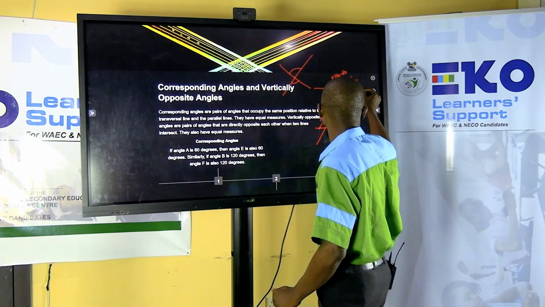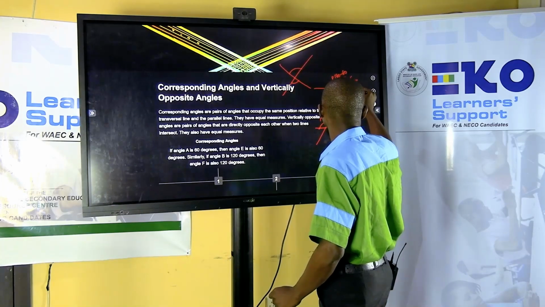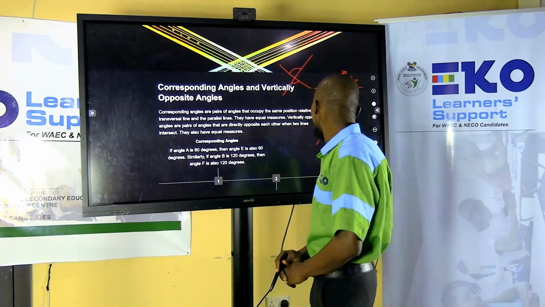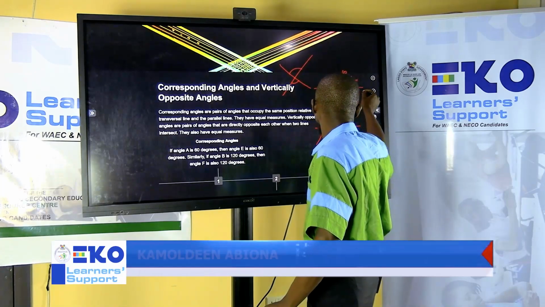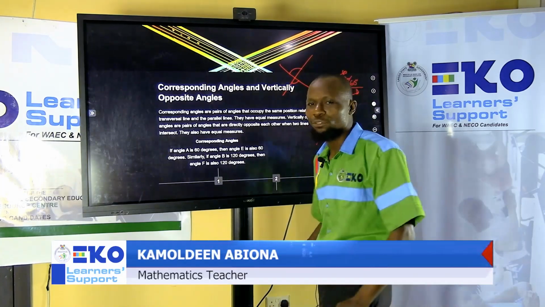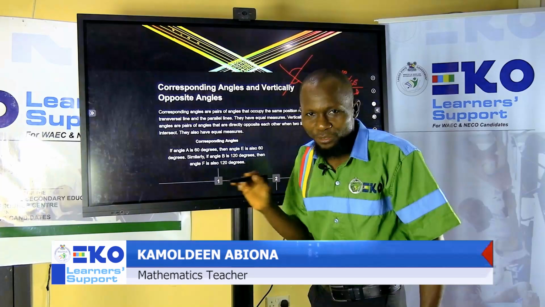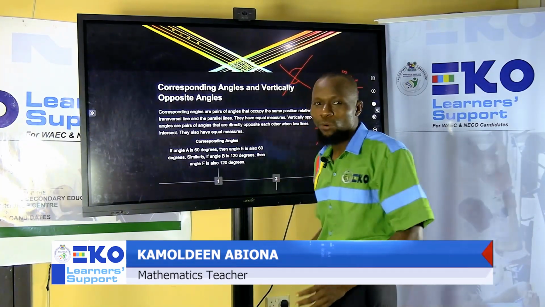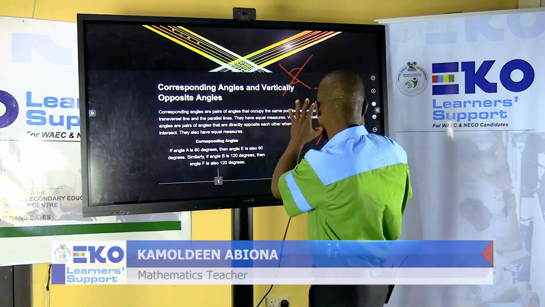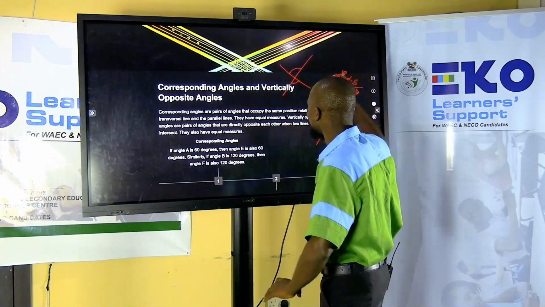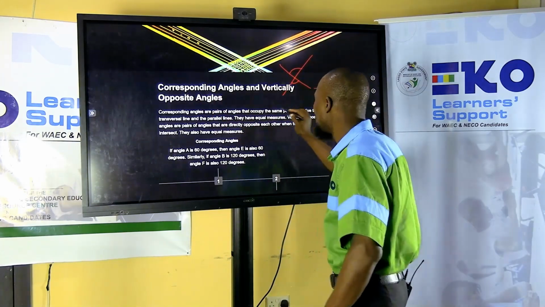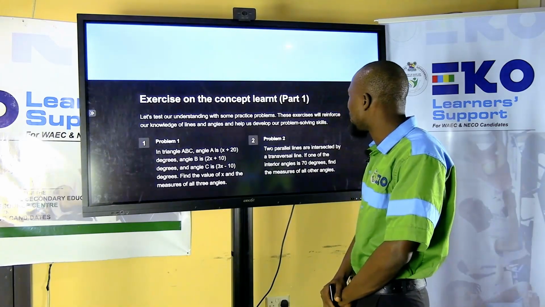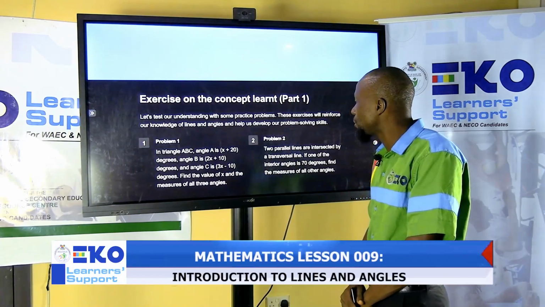So this D here is also what? 120 degrees, because they are vertically opposite. And D and F are also what? They are Z angles, that is, they are alternate. But from here, we have only been able to use corresponding angles and vertically opposite angles. So let's look at some exercises on the concept.